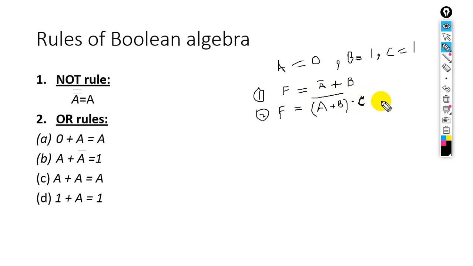Before solving these questions, you should keep in mind the sequence of solving the operations. For example, if we have multiple operations in one Boolean expression, which operation should we solve first? So we have a different priority of solving the operations.